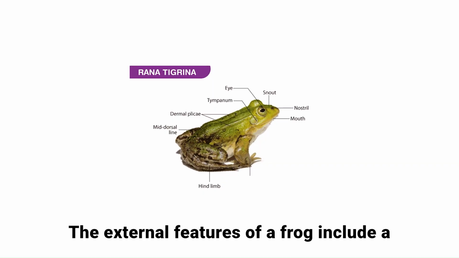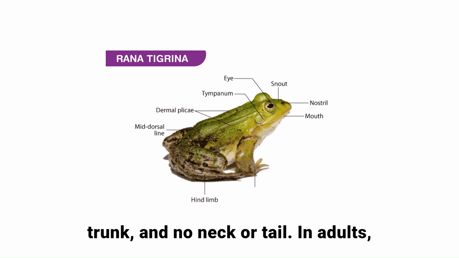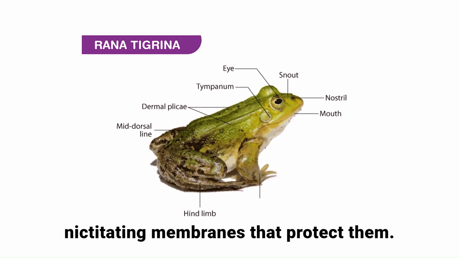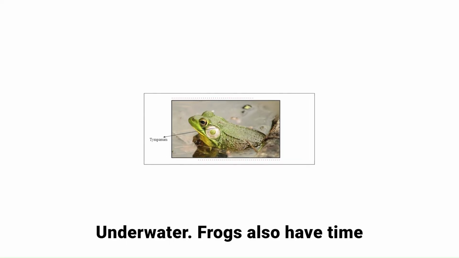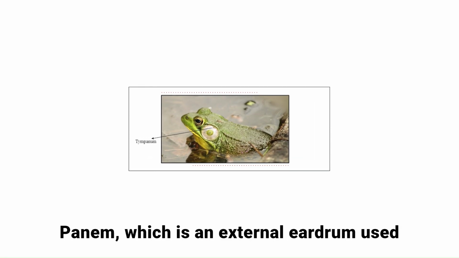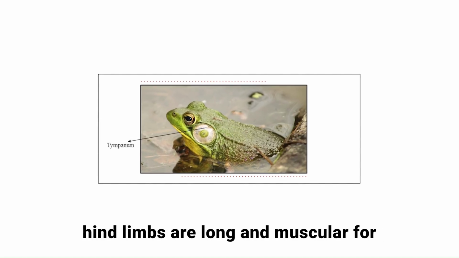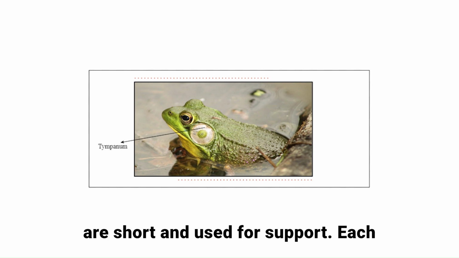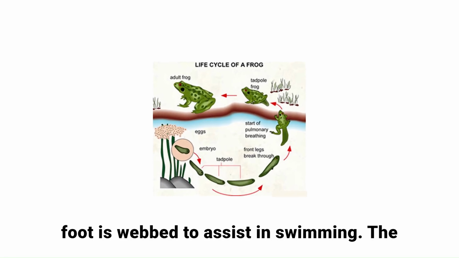The external features of a frog include a streamlined body with a distinct head, trunk, and no neck or tail in adults. The eyes are prominent and have nictitating membranes that protect them underwater. Frogs also have tympanum, which is an external eardrum used for hearing. They have four limbs. The hind limbs are long and muscular for leaping and swimming, while the forelimbs are short and used for support. Each foot is webbed to assist in swimming.